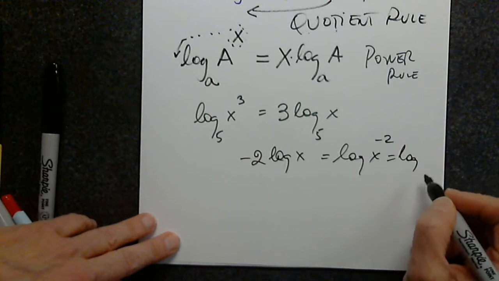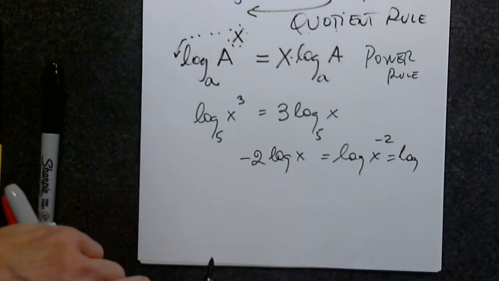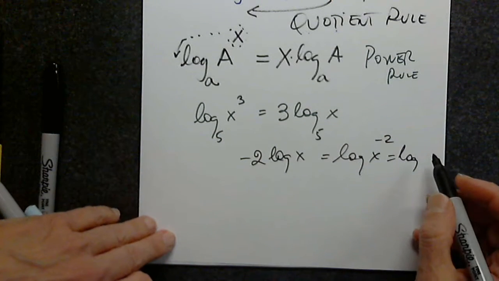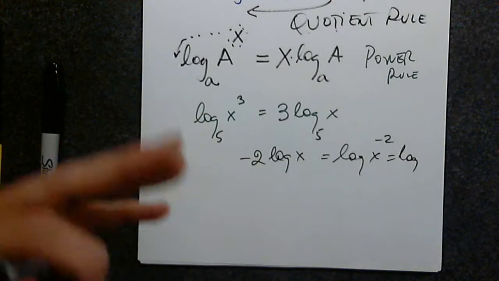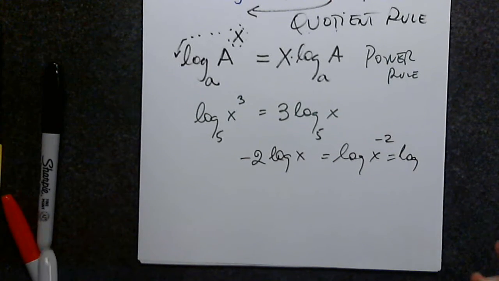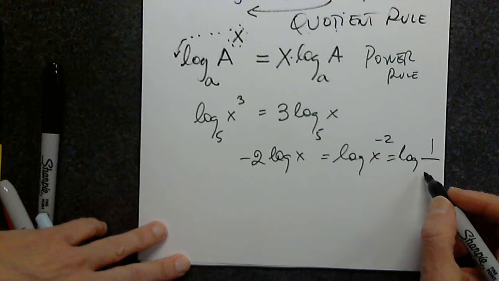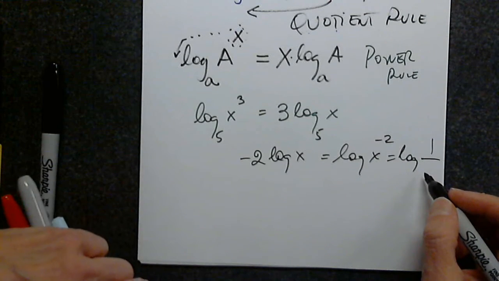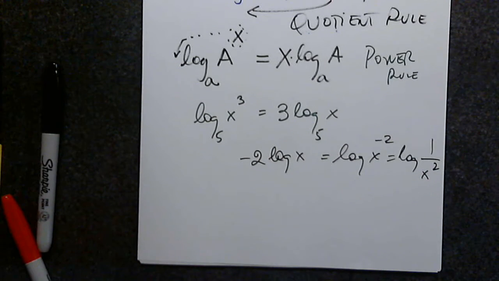And you can rewrite it as log of x to negative 2. x to negative 2 is a fraction. It's just another way of writing 1 over x squared.